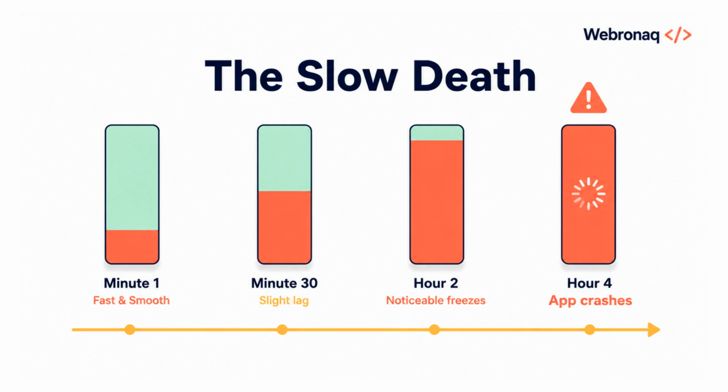This is exactly why apps slowly die. The bug was there from minute 1, but it only became visible when memory ran out. That's also why memory leaks are so hard to catch. By the time the user complains, the original cause happened hours ago.